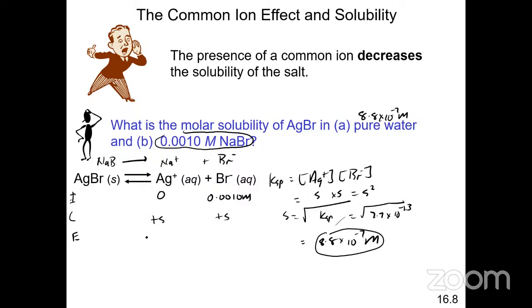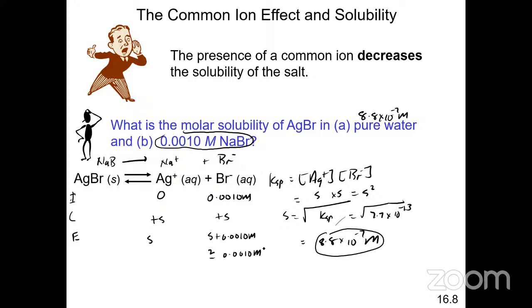So therefore, at equilibrium, you're going to have S here, and here, you're going to have S plus 0.0010 M. Now, what you can do here is you can make an approximation to make life easier for you. And the approximation is that S is so small compared to 0.0010 that this would be approximately equal to 0.0010 M.